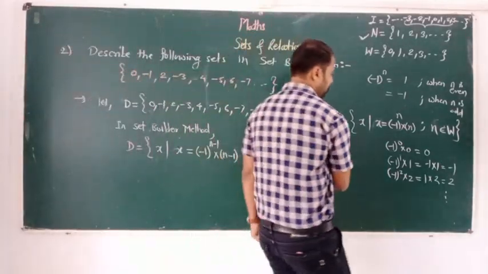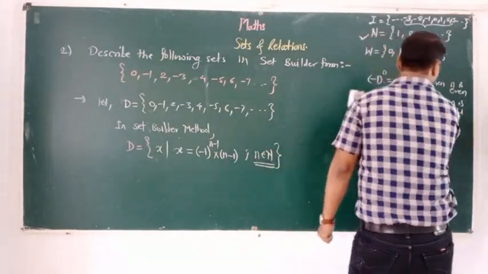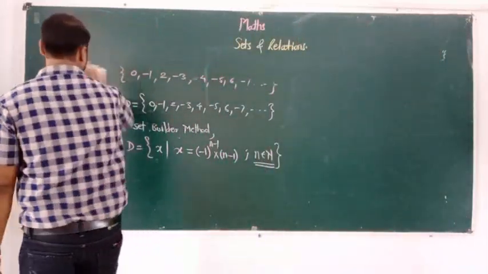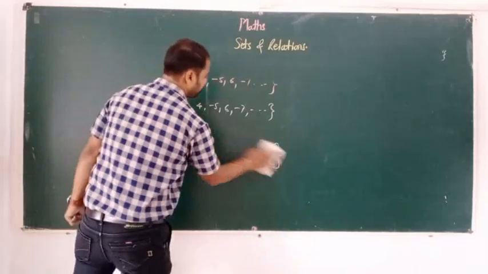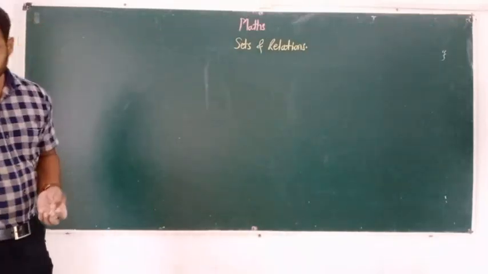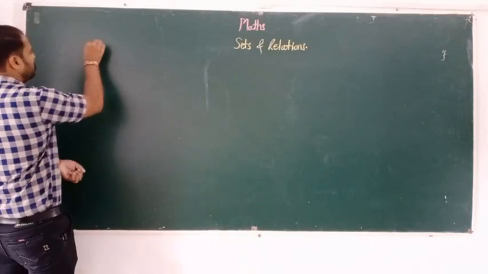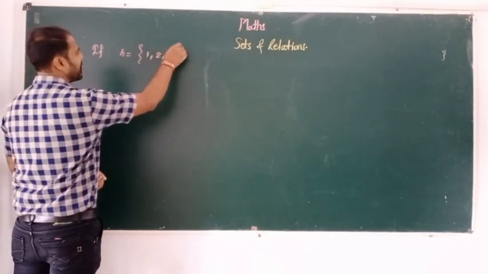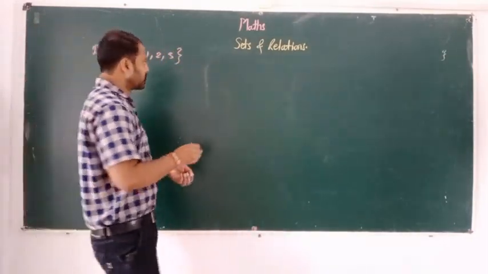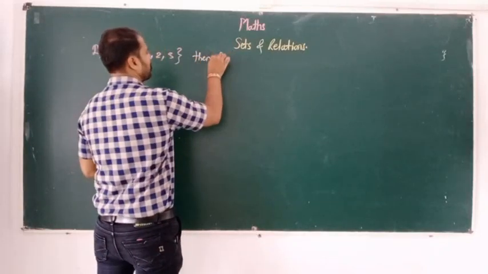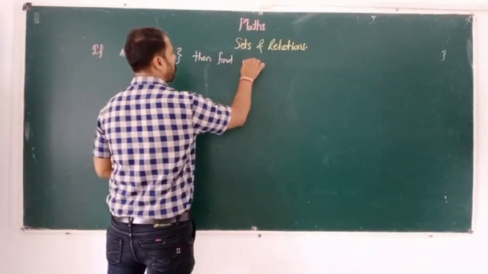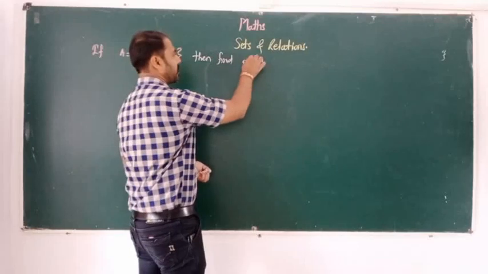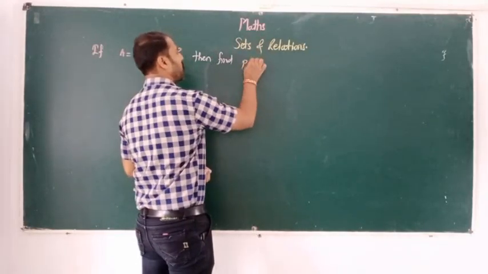Now, students, the third question is here. If A is the set given as 1, 2, 3, then find P of A, that is the power set of A. Then find P of A.